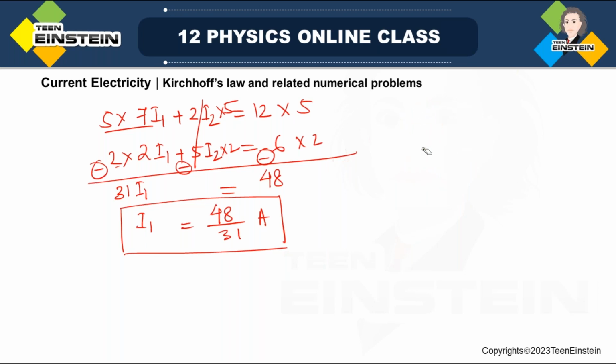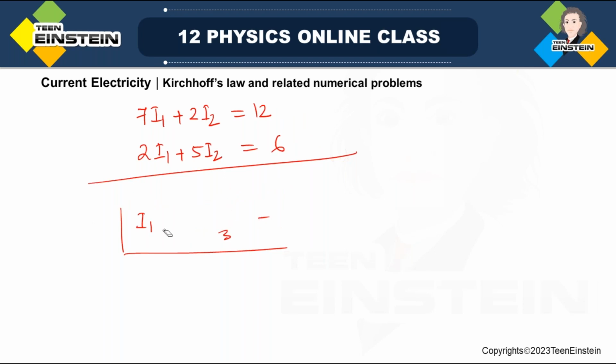Okay. Let us rewrite the equation. This 5 I will just strike. This 2 I'll strike. This also I'll strike. This 5 I'll strike out. So this is the equation. So I have found out anyway I1. I'll write this somewhere else. This will be my equation. So I1 we have found out as 48 by 31 ampere. Now I have to find out I2. So I have to eliminate I1.